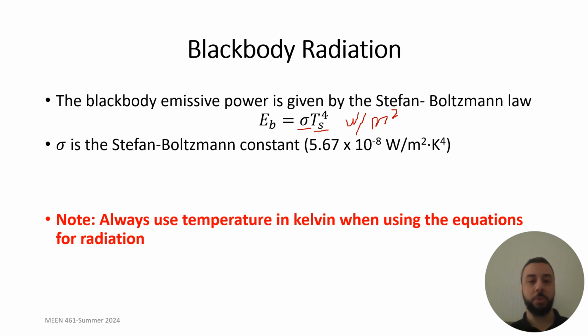The main note that I want to make sure that you are aware of is always use temperature in Kelvin when using the equations for radiation. All of the equations use temperature to the power 4. So if you're using degrees Celsius, you're going to get a different value than if you use Kelvin. It's important to make sure that you use the correct units, and the correct unit for any radiation-related problem is going to be Kelvin. So if you have any radiation problem, make sure you convert temperatures to Kelvin right away.